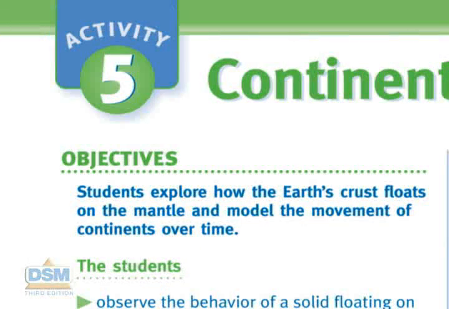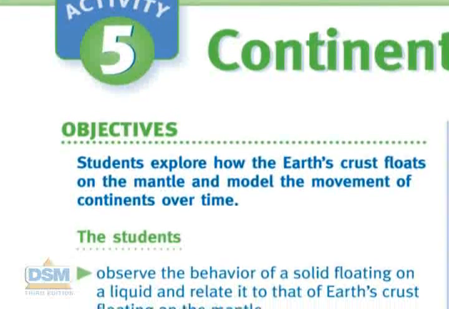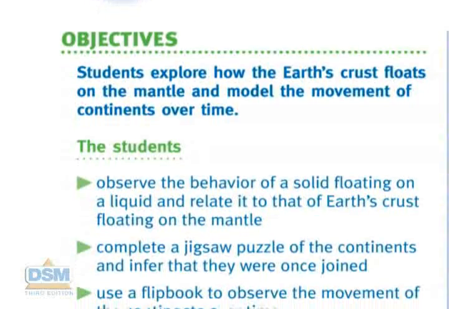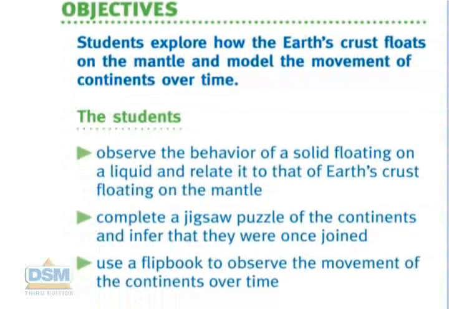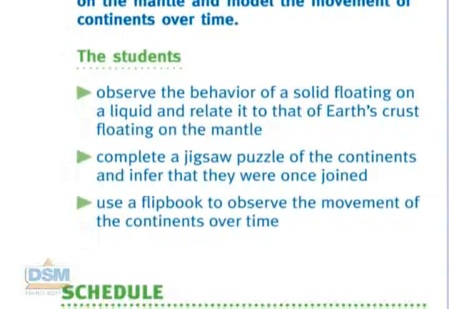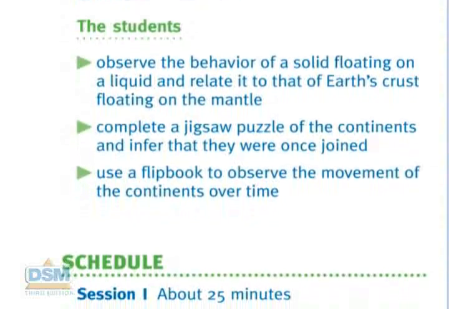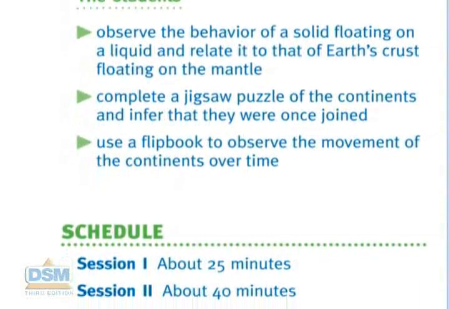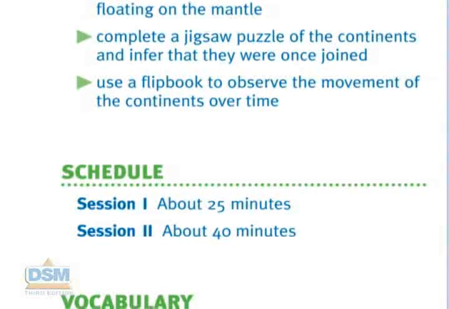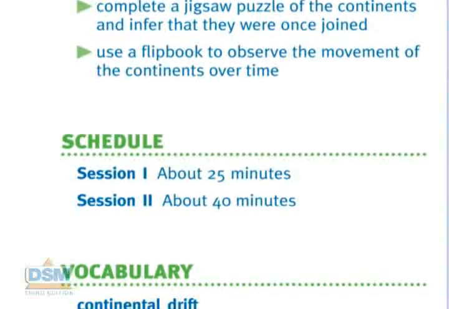In Activity 5, students explore how the Earth's crust floats on the mantle and model the movement of continents over time. They observe the behavior of a solid floating on a liquid, complete a jigsaw puzzle of the continents, and infer that they were once joined. And students will also make a flip book to observe the movement of the continents over time.